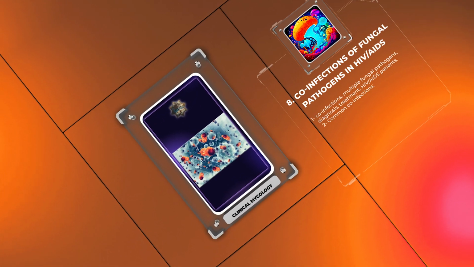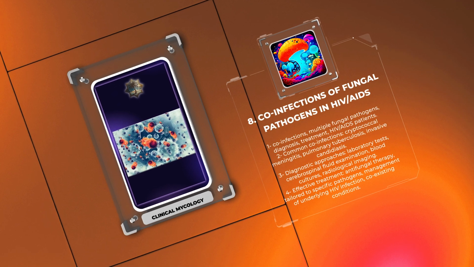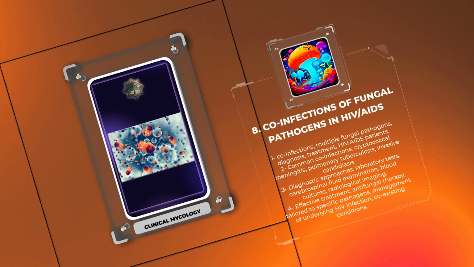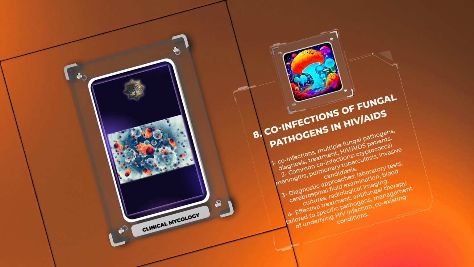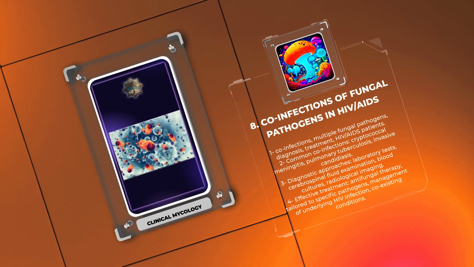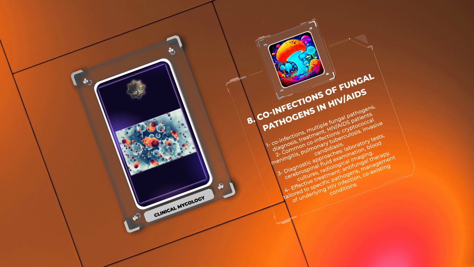Co-infections with multiple fungal pathogens markedly complicate the diagnosis and treatment of HIV/AIDS patients. Common co-infections in this population include cryptococcal meningitis, pulmonary tuberculosis, and invasive candidiasis. Diagnostic approaches rely on a combination of laboratory tests, including cerebrospinal fluid examination, blood cultures, and radiological imaging.